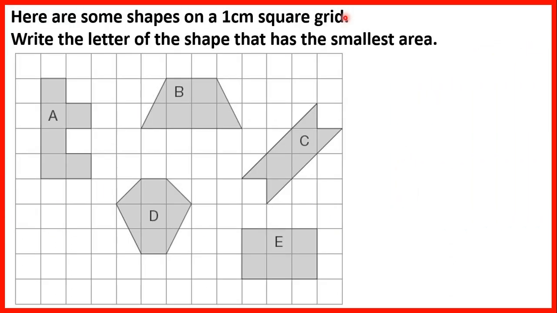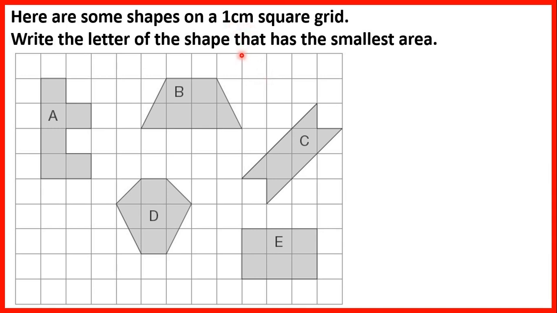Here are some shapes on a 1 centimeter square grid. Write the letter of the shape that has the smallest area. So the question says that it's a 1 centimeter square grid, but of course, depending on the size of the screen you're watching this on, 1 square won't necessarily be 1 centimeter here.